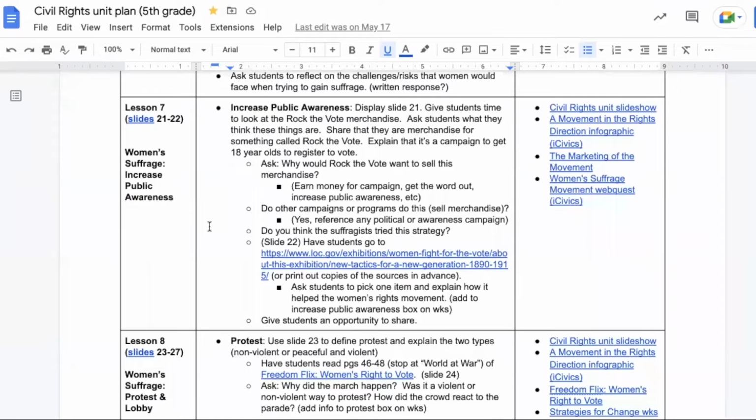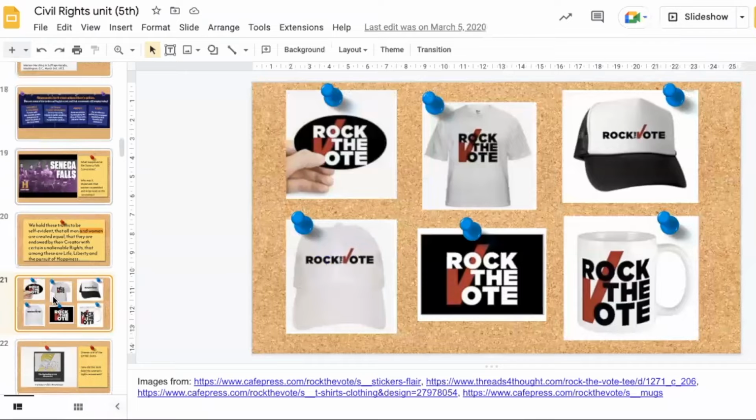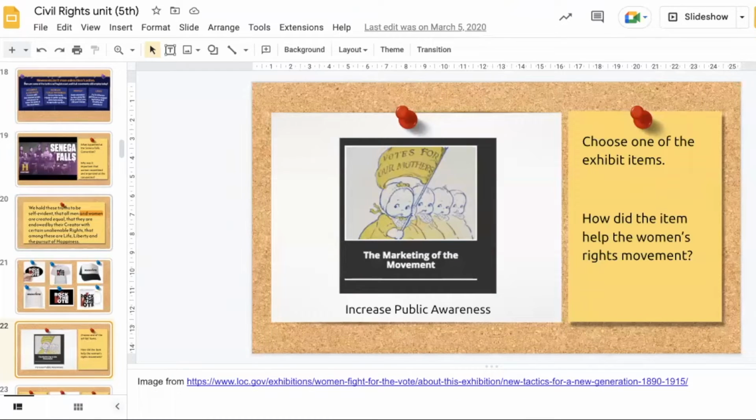In Lesson 7, we take a look at the increased public awareness strategy. And this time we pull it closer to the more modern day campaign of Rock the Vote. Talk about how this is one way to try and get more young people to vote in elections. Share with students that this is not a new strategy and that the women of the suffrage movement did the same thing. You can access the Library of Congress collection of items and find out that things such as brochures, pamphlets, teapots, plates, all of these different things helped promote the women's suffrage movement.